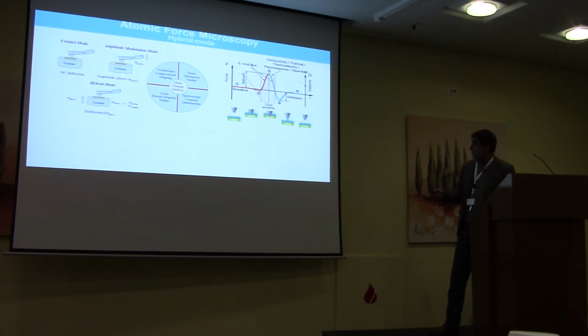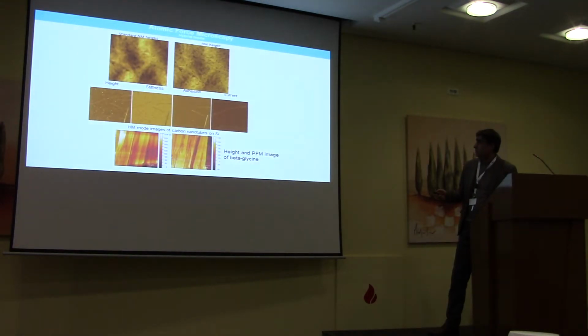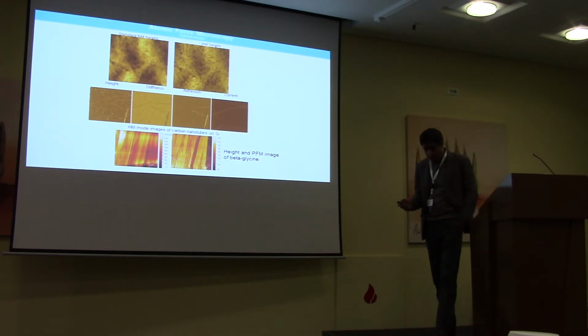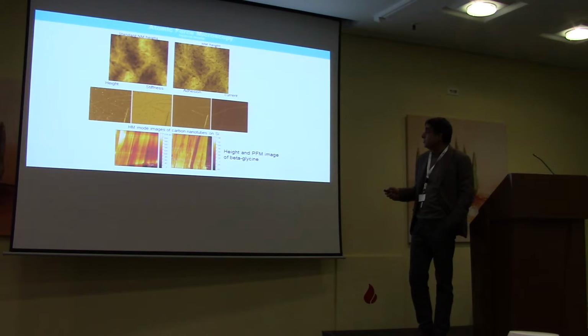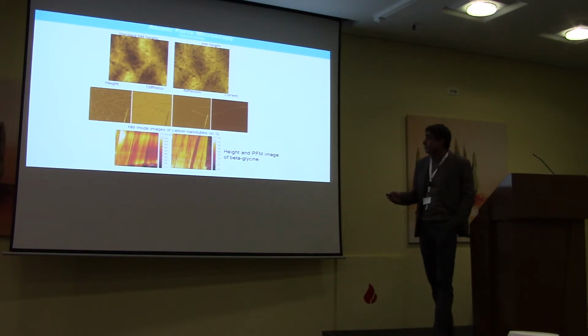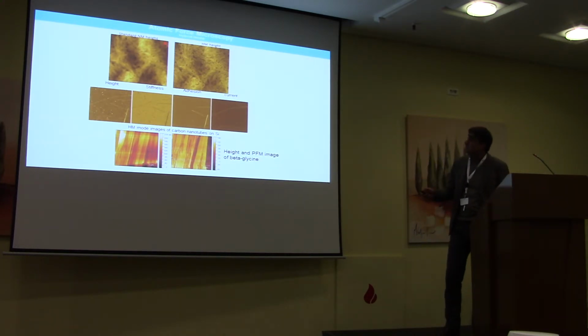This is one typical example. In many cases this hybrid mode gives us much higher resolution than the normal non-contact mode, but this also depends on the surface. This is one image by standard non-contact mode, and this is the image in hybrid mode, and you can see much higher resolution. Here is a height image of carbon nanotubes on the surface.